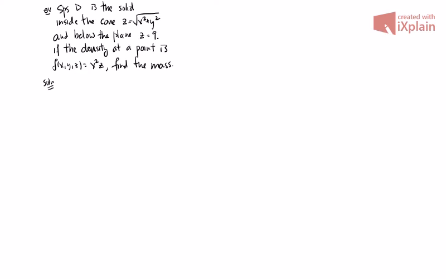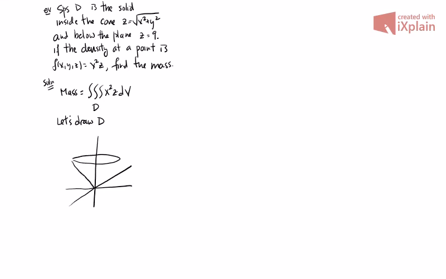So abstractly, or symbolically if you like, the mass is nothing more than the triple integral over D of the density x squared z dV. So then we say to ourselves, great, okay, what does D look like? So let's draw D. We need to identify the floor and the ceiling, and then the region R, because in this case there's no R explicitly given. So we've got this cone. The solid is inside the cone and below the plane, so it gets chopped off at the top, at z equals 9.